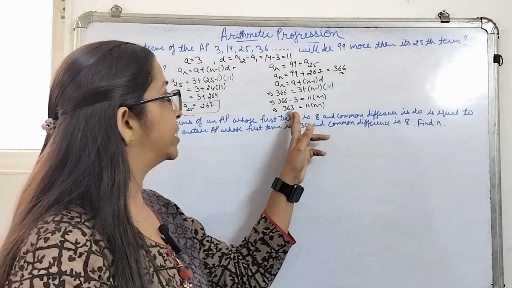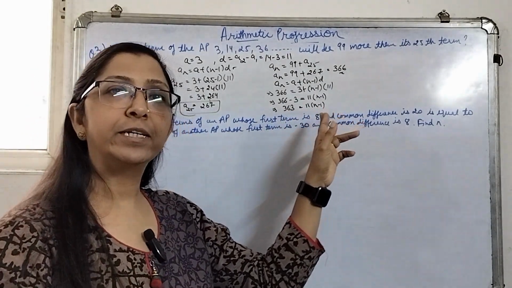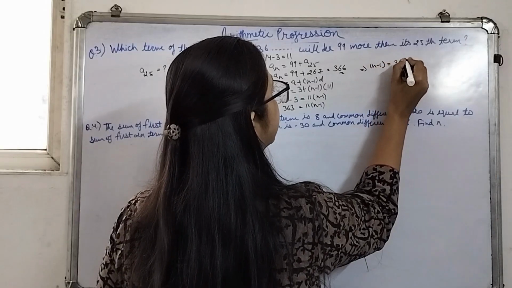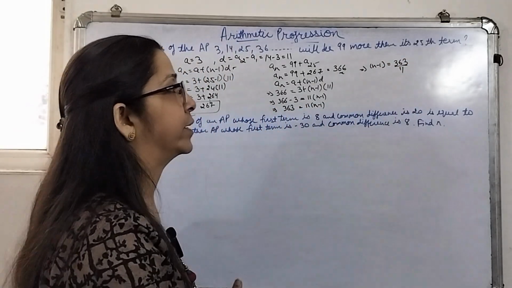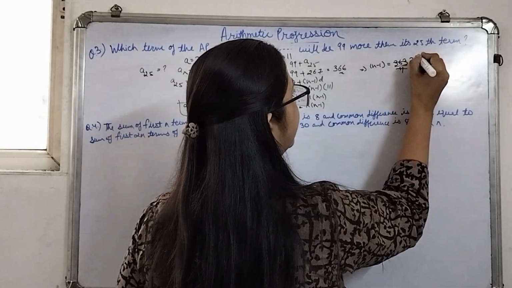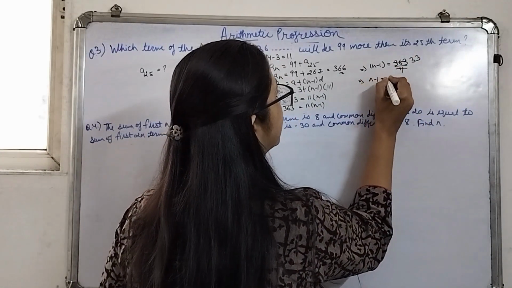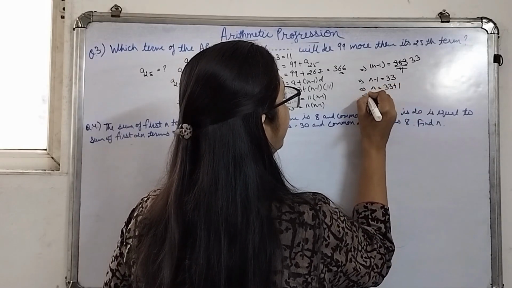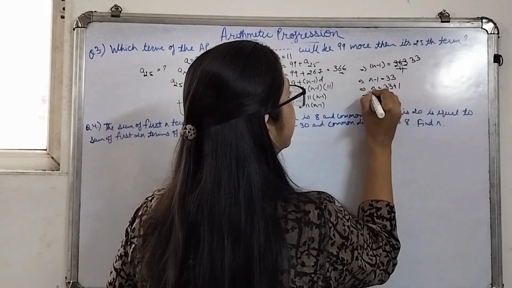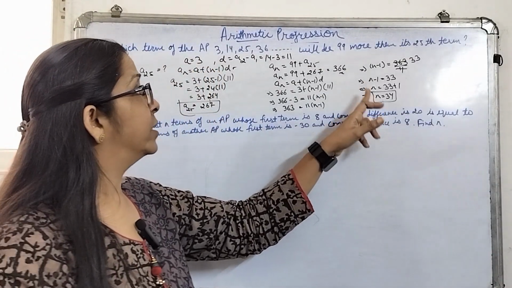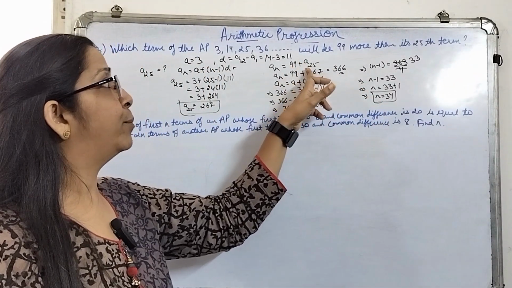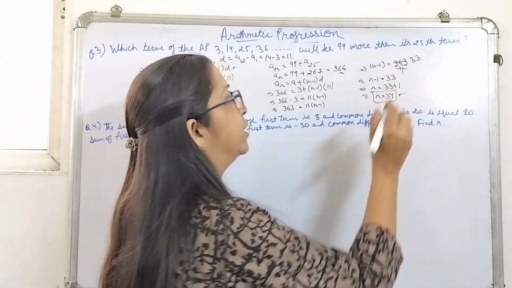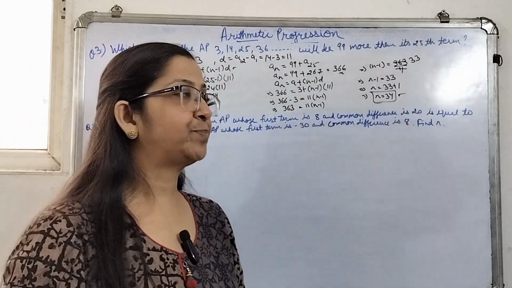Now 363 is equal to 11 multiplied by n minus 1. That simply means n minus 1 will be 363 divided by 11. 11 times 33 is 363. That means n minus 1 is 33, or we can say n is 33 plus 1. It will be the 34th term for which the value will be 99 plus the value of the 25th term. So the value of n is 34. That will be the answer.